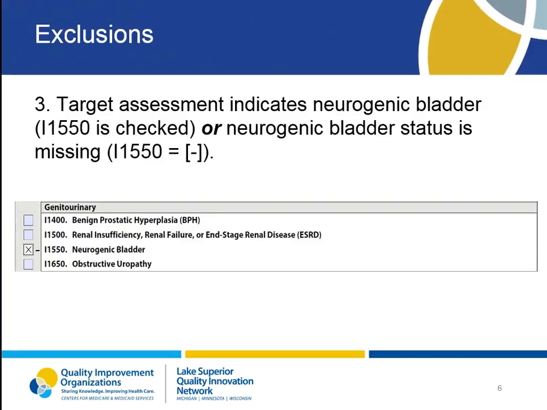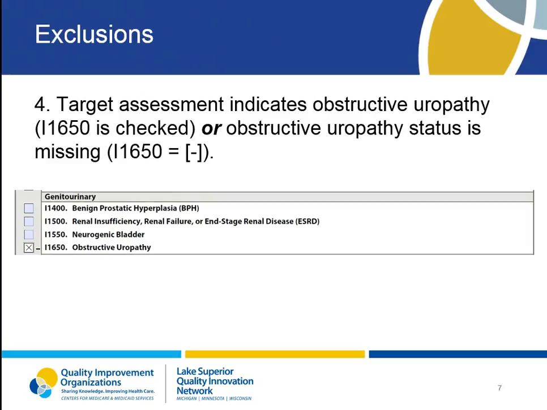The third exclusion is that the target assessment indicates neurogenic bladder, I1500 is checked, or neurogenic bladder status is missing, I1500 is coded with a dash. The last exclusion is that the target assessment indicates obstructive uropathy, I1650 is checked, or obstructive uropathy status is missing, I1650 is coded with a dash.